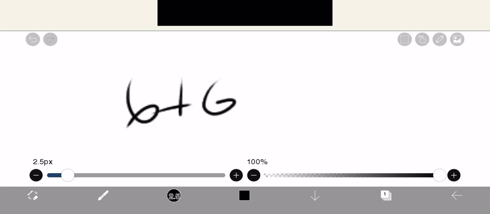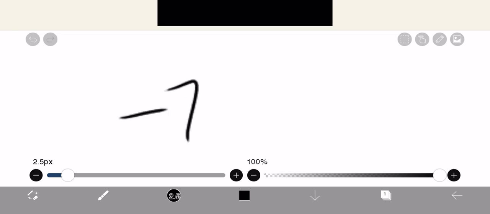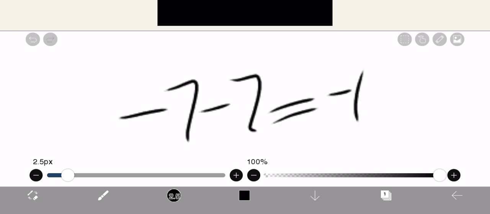6 plus 6, they're both positive, so your answer will be +12. -7 is -14, because you're subtracting two negatives, which will give you a negative.